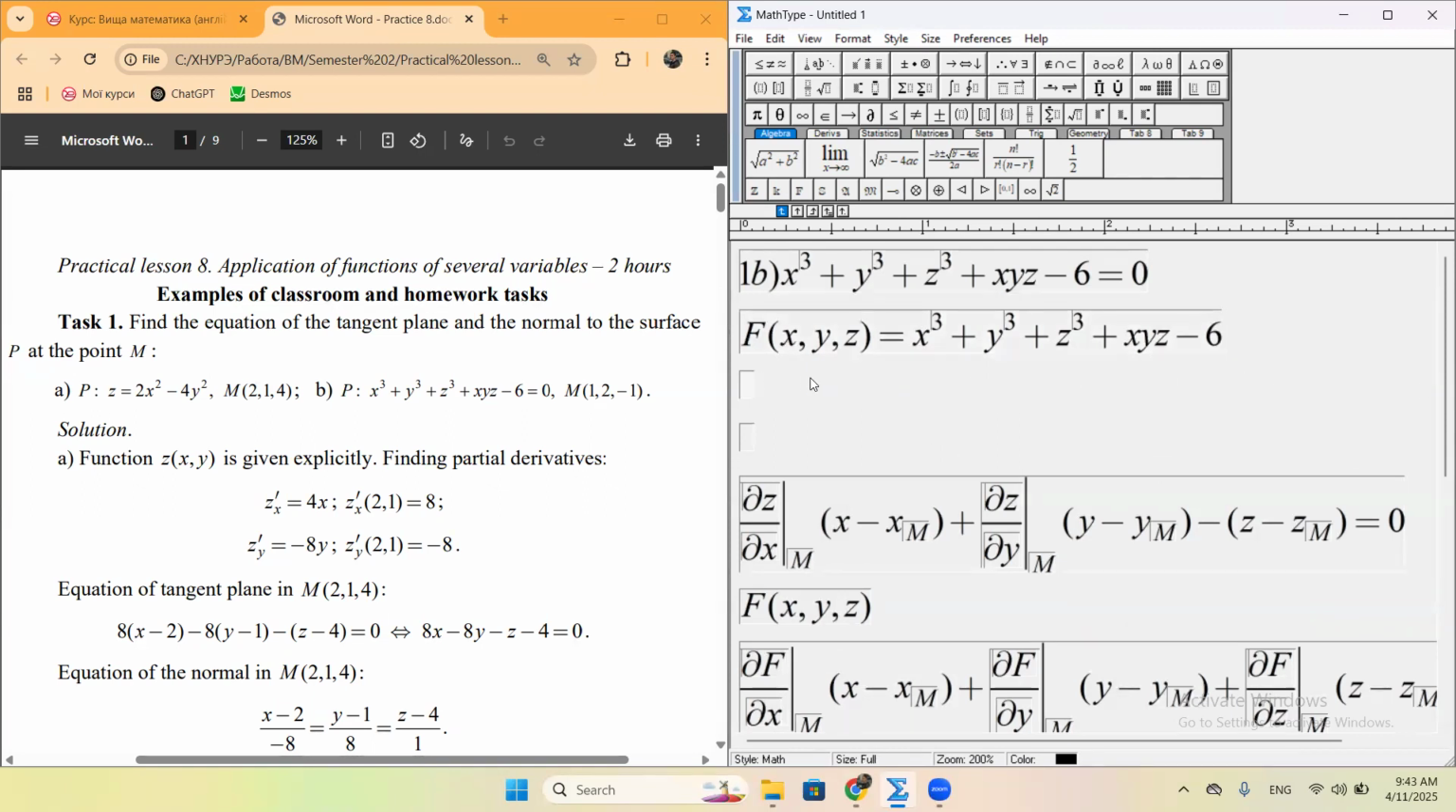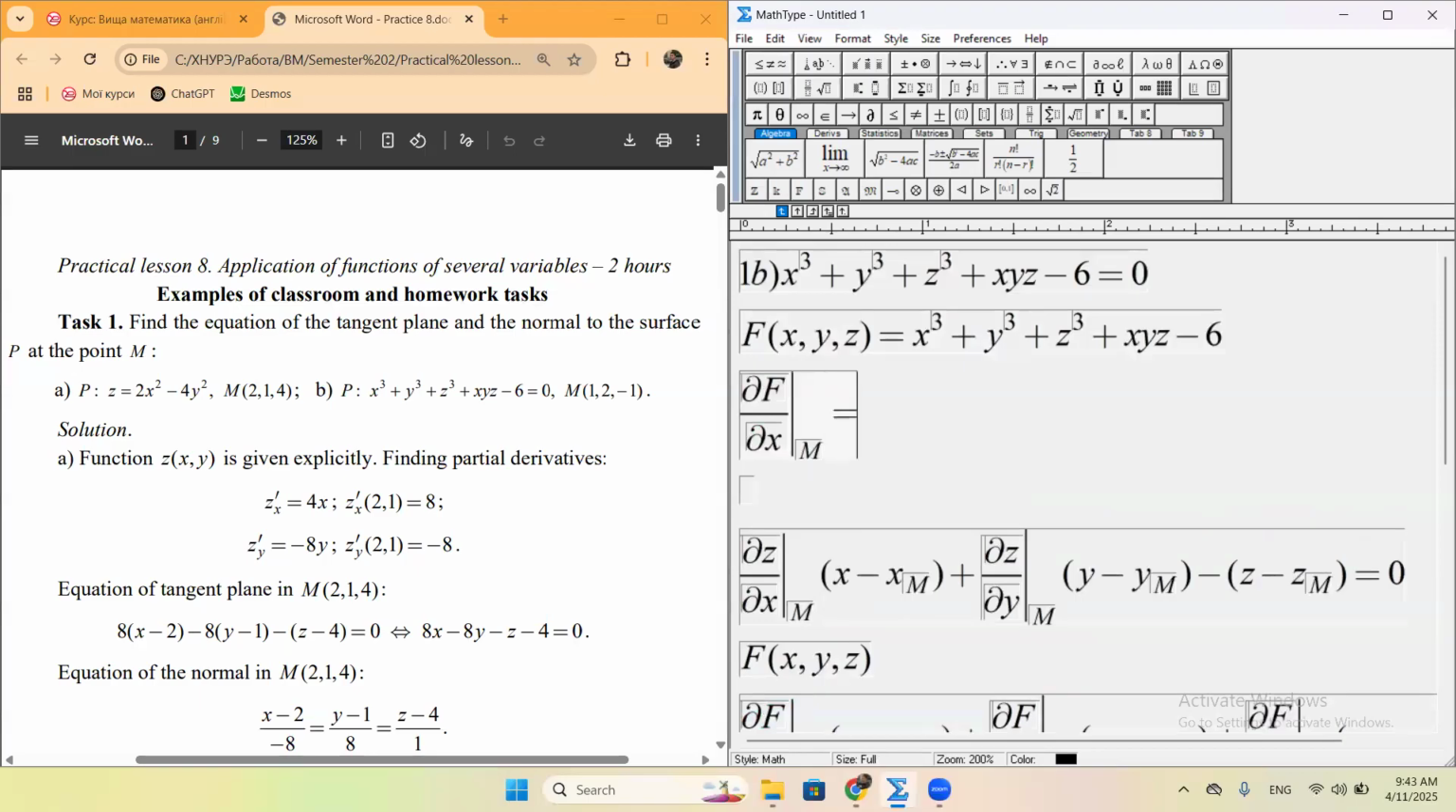So let's differentiate. It will be equal to 3x squared plus yz at point M. So it will be equal. By the way, point M has coordinates 1, 2, minus 1.